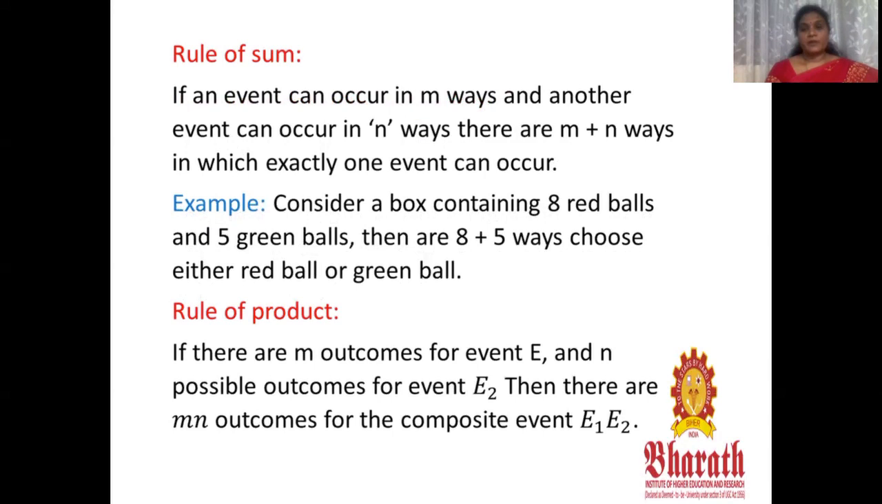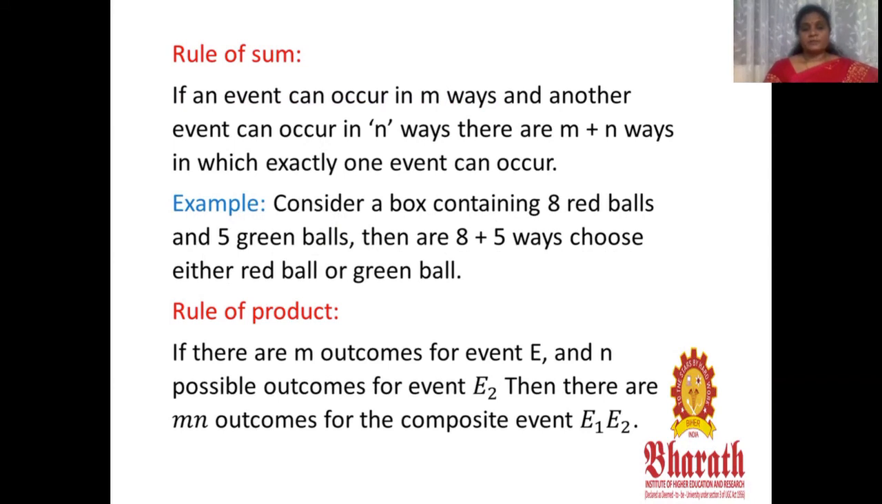Rule of sum. If an event can occur in m ways and another event can occur in n ways, there are m plus n ways in which exactly one event can occur. Example: consider a box containing 8 red balls and 5 green balls. Then we have 8 plus 5 ways to choose either a red ball or a green ball.